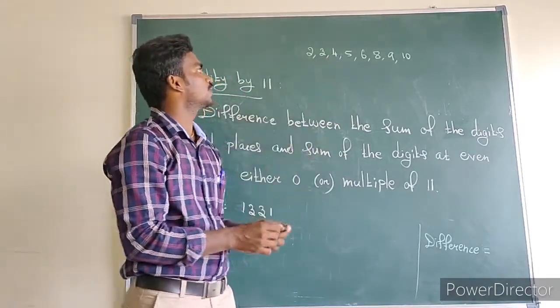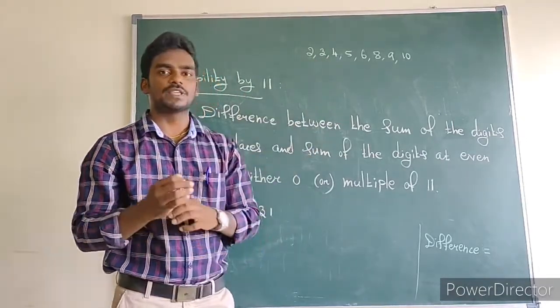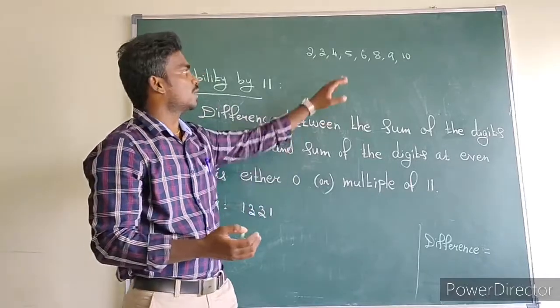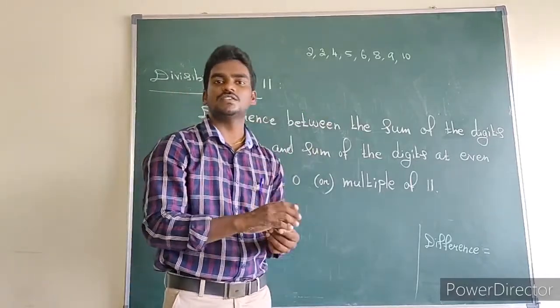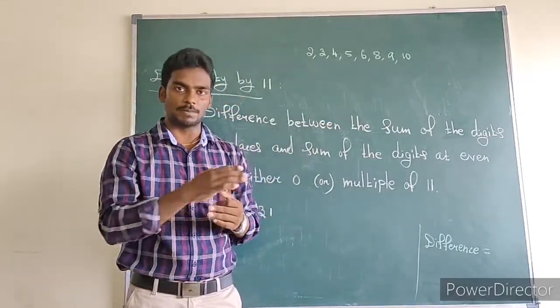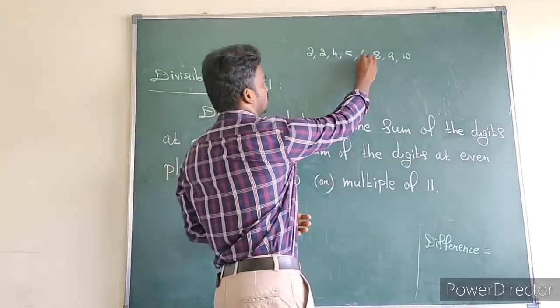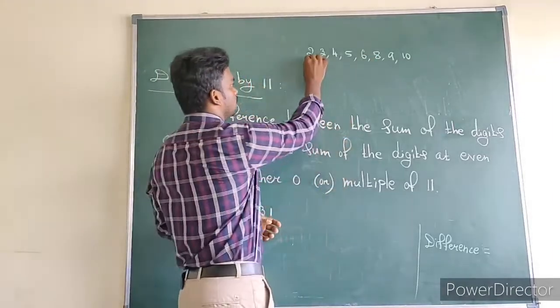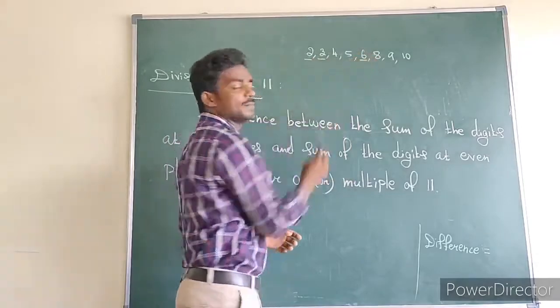And what is the condition for 4? The last 2 digits formed by the number are divisible by 4. And what is the condition for 5? If the last digit ends with 0 or 5, the number is divisible by 5. And what is the condition for 6? The number which is divisible by both 2 and 3 is divisible by 6.